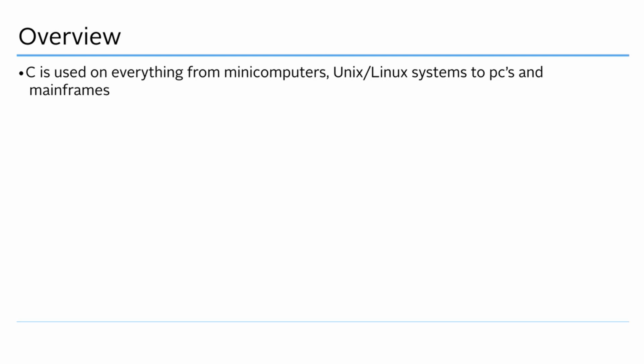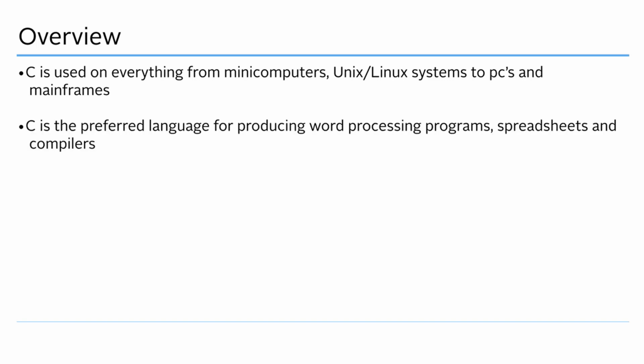It's used on everything from mini computers, different operating systems, mainframes. Like I said, it's widely used, so very useful to learn. It's the preferred language for producing word processing programs, spreadsheets, and compilers. A lot of compilers are written in C. We understood what the term compiler means from our last lecture. This is a reminder: this is what takes the source code and translates it to those instruction sets. So you can actually write a compiler, which is just a program, in the C language.